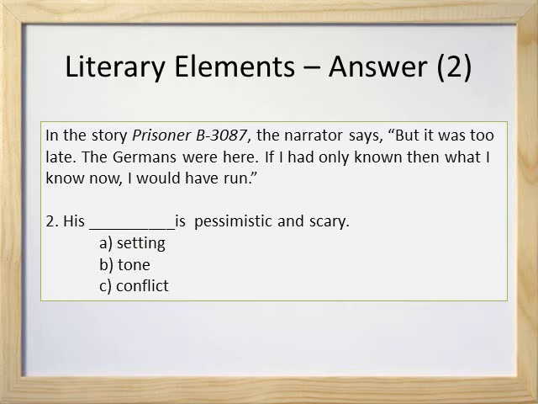The answer to number 2 is B. tone. We know the answer can't be A. setting because these words don't tell us anything about the time or place of the story. And we know the answer can't be C. conflict because these words don't tell us about the problem of the story that needs to be solved. So the only correct answer is B, tone.